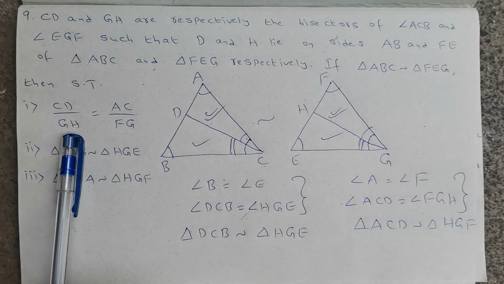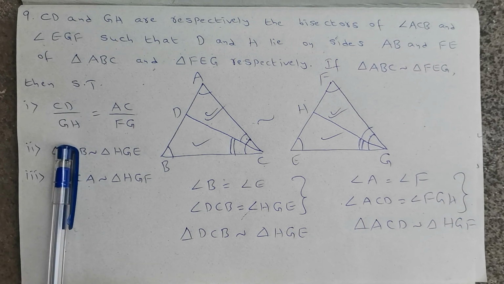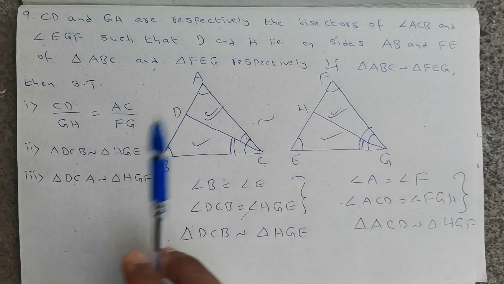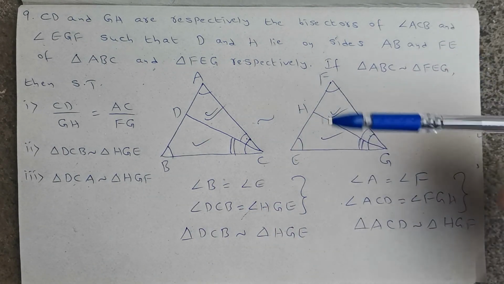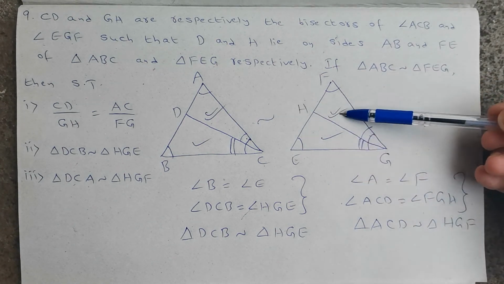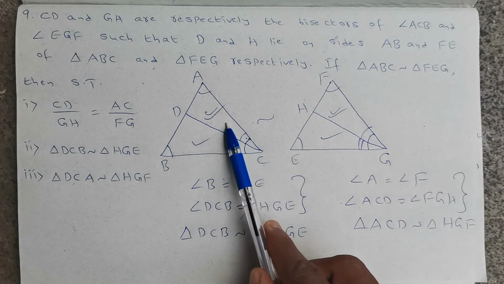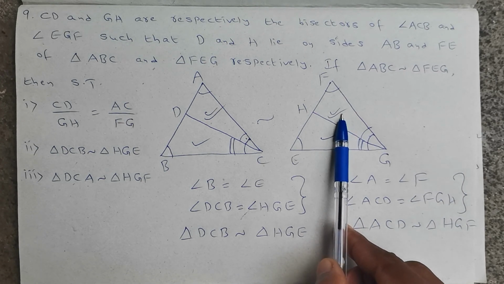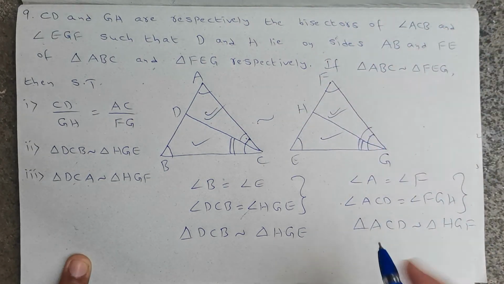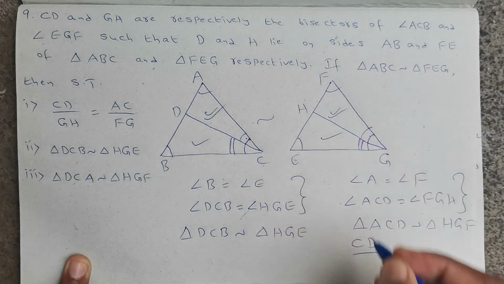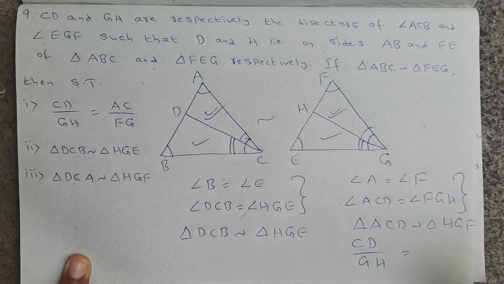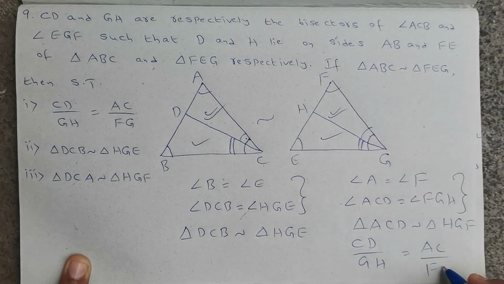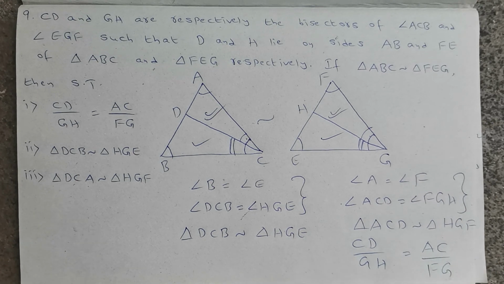Then he is asking to show CD by GH is equal to AC by FG. Observe here, CD by GH, these middle lines, AC by FG, this upper line. So it means these upper two triangles are similar to each other. If these two triangles are similar to each other, then the corresponding sides are in the same ratio. So this first side CD divided by first side GH is equal to the upper side AC divided by upper side FG. Hence proved.